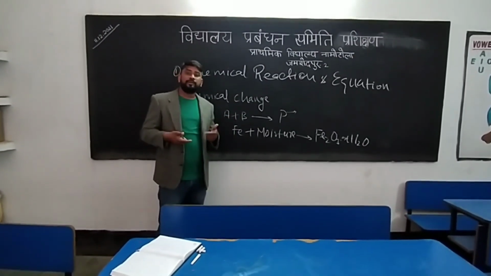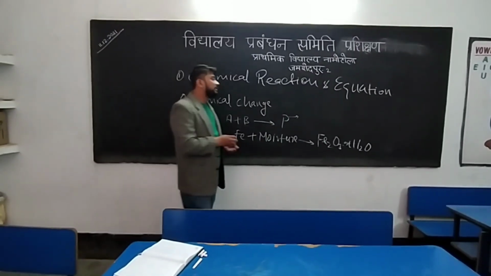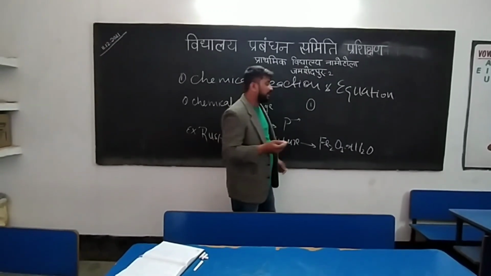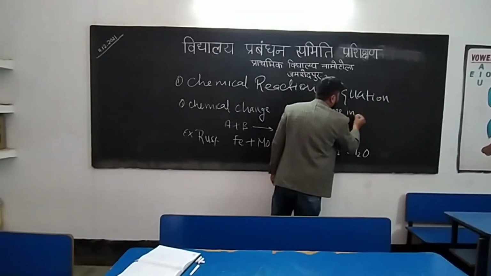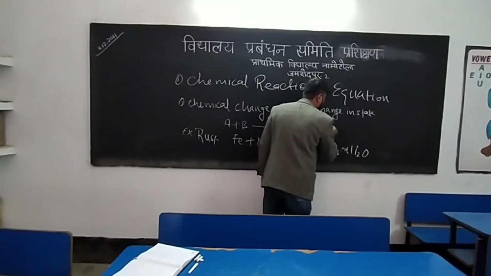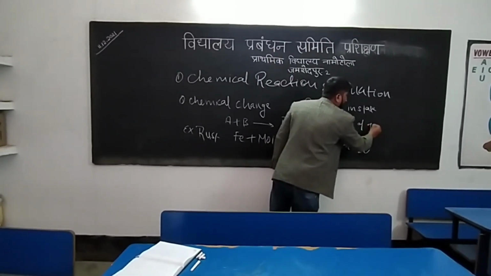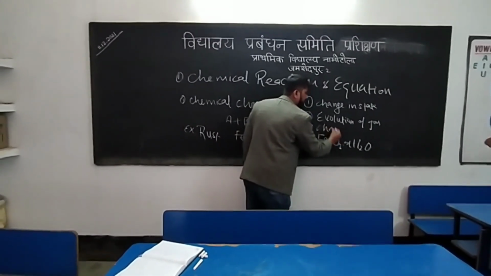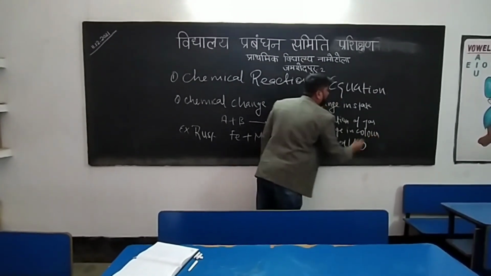How do we come to know that a chemical reaction is taking place? When a chemical reaction is taking place, the following things happen. First is change in state. Second is evolution of gas. Third is change in color. Then the precipitate will form.